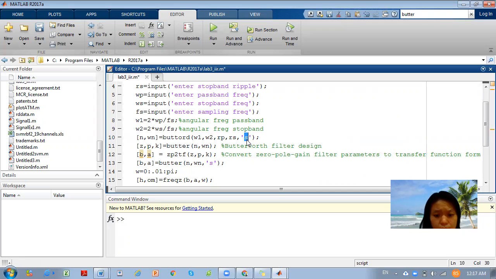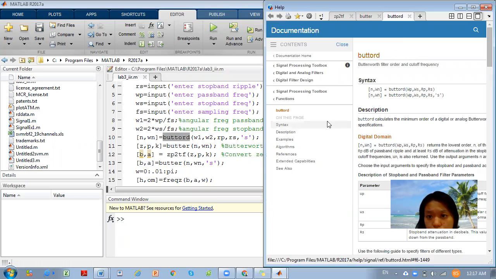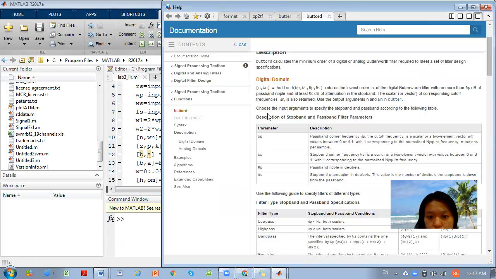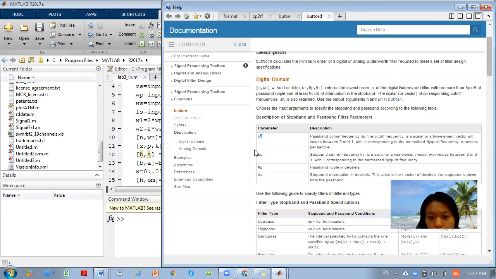To know what this S is, we can go to the Matlab help by typing this Butterworth order. We can go to the toolbox and find out what S means. If you don't know what this is, there is an explanation here. This is the function provided by Matlab. Here it explains what WP, WS, RP, and RS are, so you just refer here.